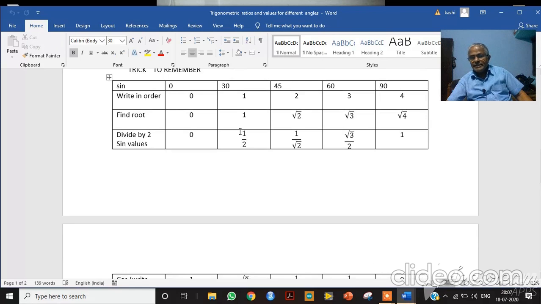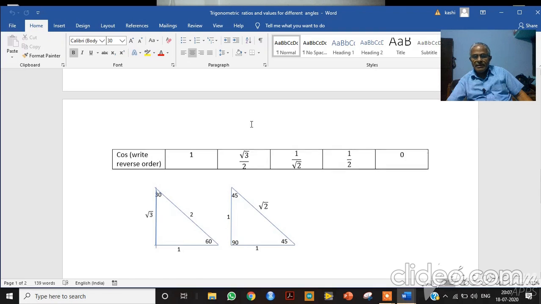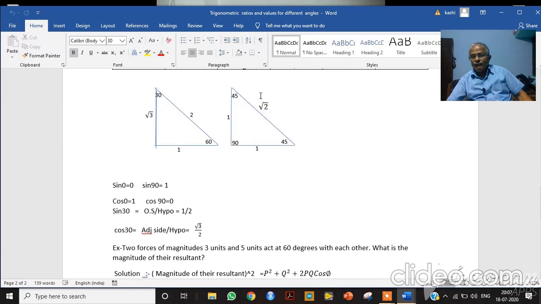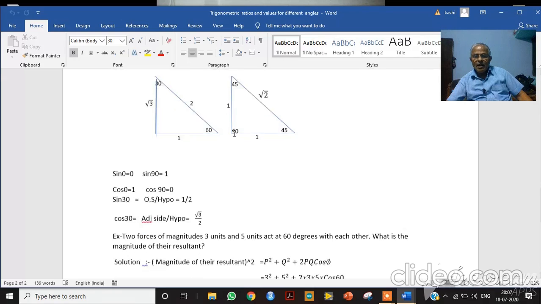This is also a lengthy trick. I will give another way to remember the values. See, you have to remember these two triangles. The first triangle contains 30 degrees, 60 degrees and 90 degrees. The second triangle contains 45 degrees, 45 degrees and 90 degrees. From the first triangle you can find the values of 30 and 60 degrees. For 45 degrees you have to use the second triangle. How can you utilize this?